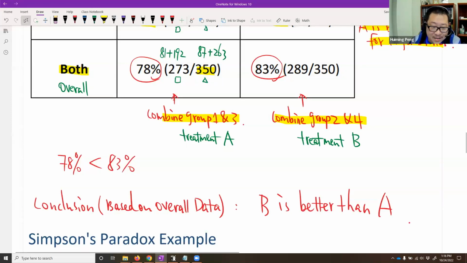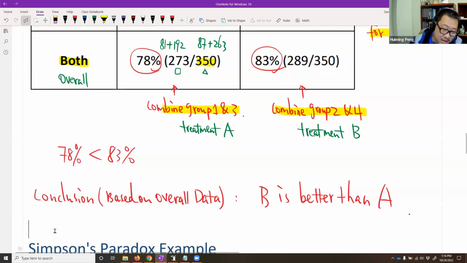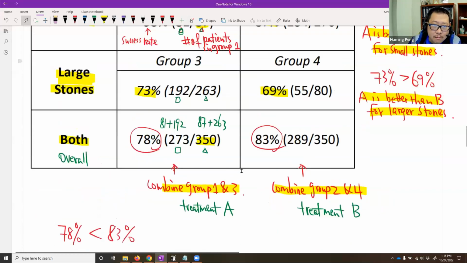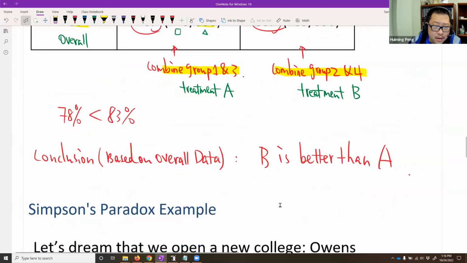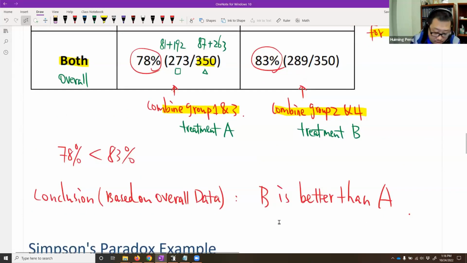Is that possible? It's very strange. Why the same data? But look, we use the same data. You just look at different parts. You either look at the individual or you look at the overall. You can get a completely reverse conclusion. So we have a big trouble now. So which one is correct, do you think? Or which conclusion do you believe?